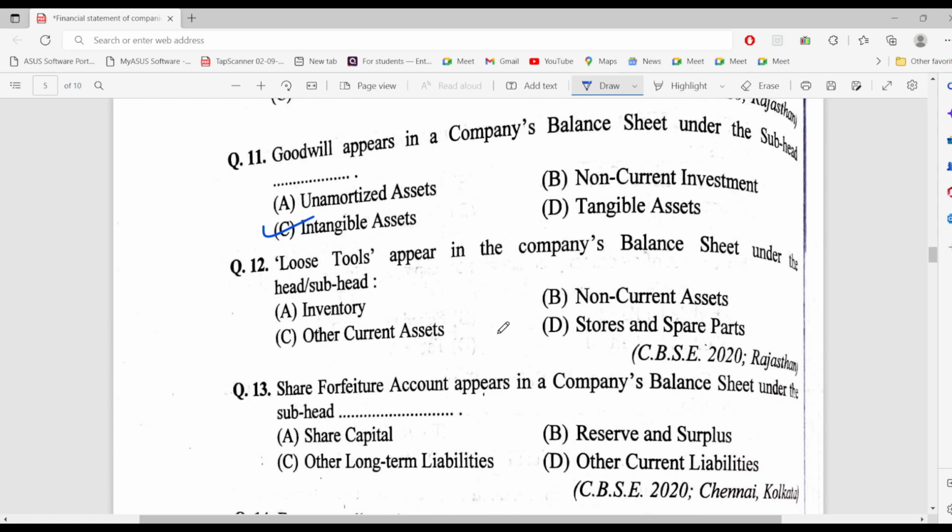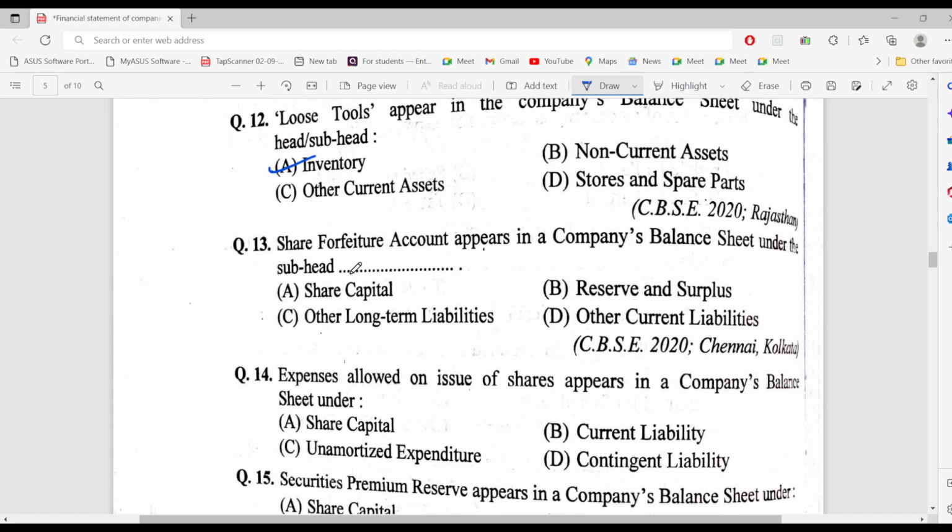Loose tools appear in the company's balance sheet under the subhead. They are current assets. Under that, it comes under inventory. Yeah, inventory. Stores and spare parts are also a part of inventory.